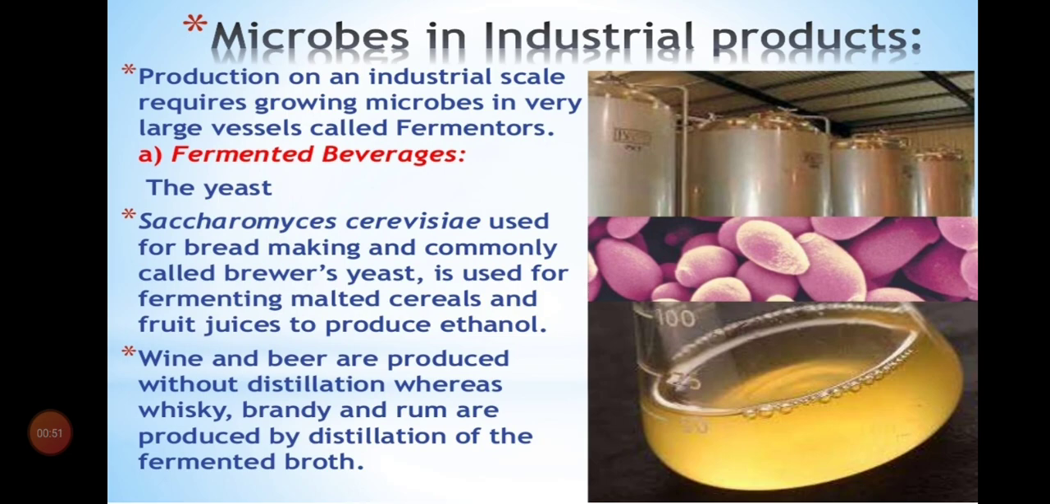First point: production on an industrial scale requires growing microbes in very large vessels called fermenters. What we do in our household or lab is all small scale. We use small vessels for our purpose, but that is not the case in industries. We have large fermenters. Large vessels used for the fermentation process can be called fermenters.